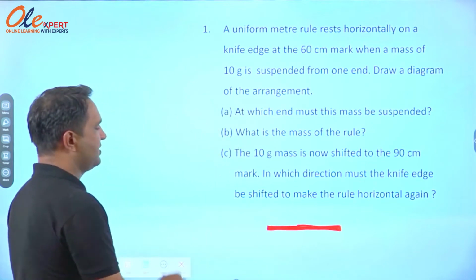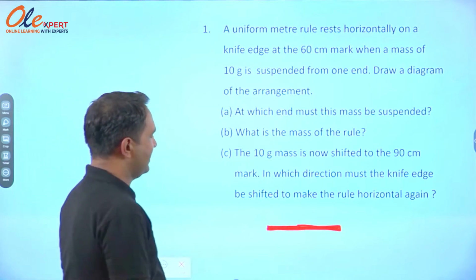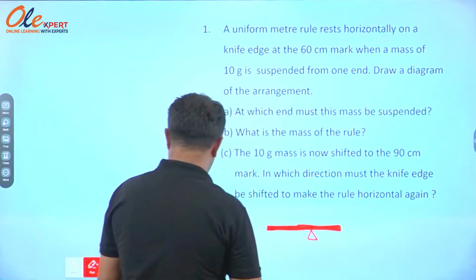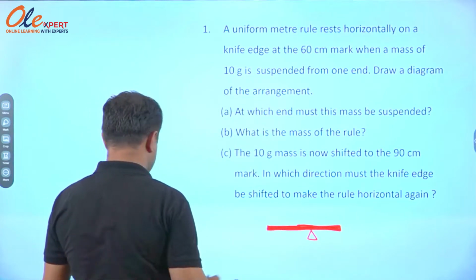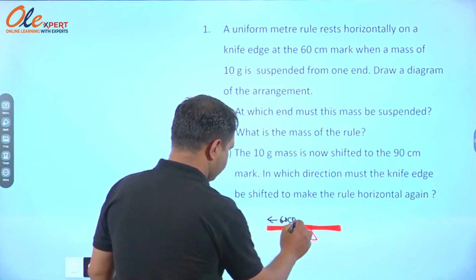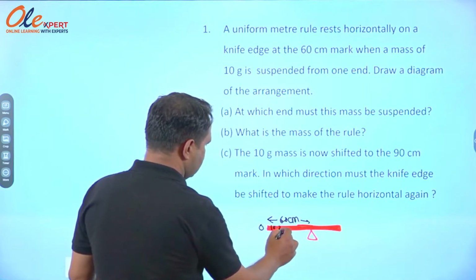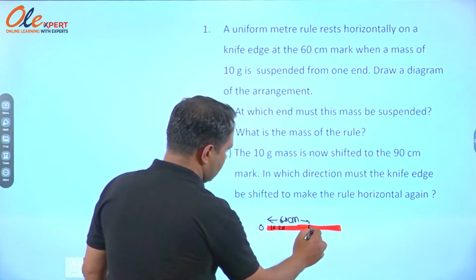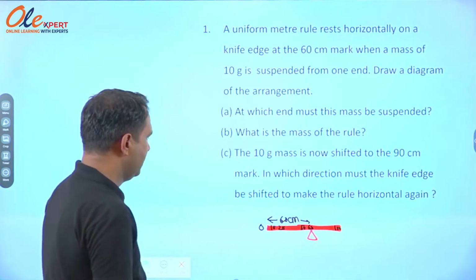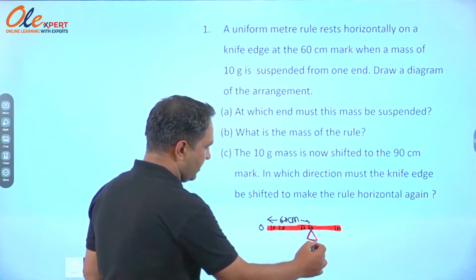Now it must be visible to you. It rests horizontally on a knife edge at the 60 centimeter mark. Suppose that it is resting here at this point and this is 60 centimeter. This is 0, this is 10, this is 20, similarly 45, this is 50, this is 60, and it will be 100. So this is the meter rule. It is resting at the 60 centimeter mark. This is the fulcrum.